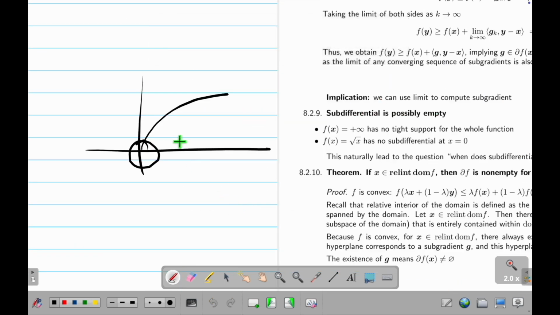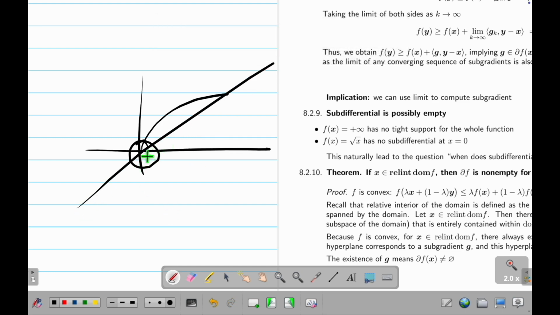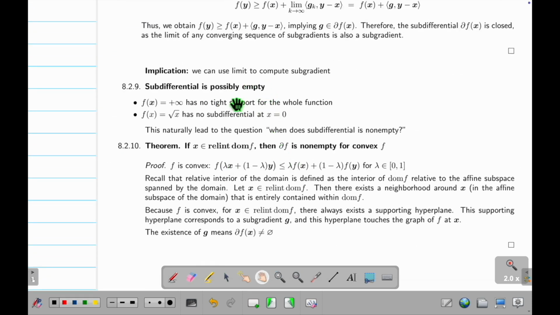Why does this one have no subgradient? Because I do not have this thing. By definition, this part does not exist. This part is complex analysis. So if I want to build a subgradient, that means I need to build a line like this. Oh my gosh, what is here? Error. So this one has none. So therefore, this means naturally we will come to the question, when does the subdifferential exist?